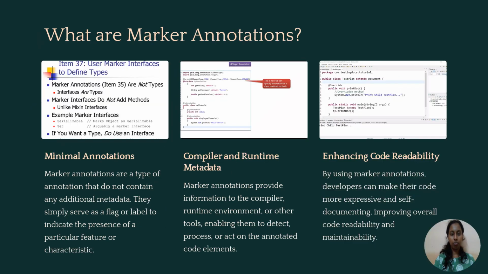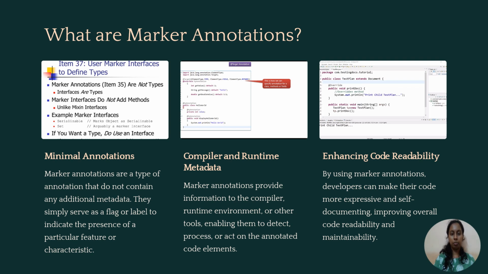What are marker annotations? They are the minimal annotations. Marker annotations are a type of annotation that do not contain any additional metadata. They simply serve as a flag or label to indicate the presence of a particular feature or characteristic.